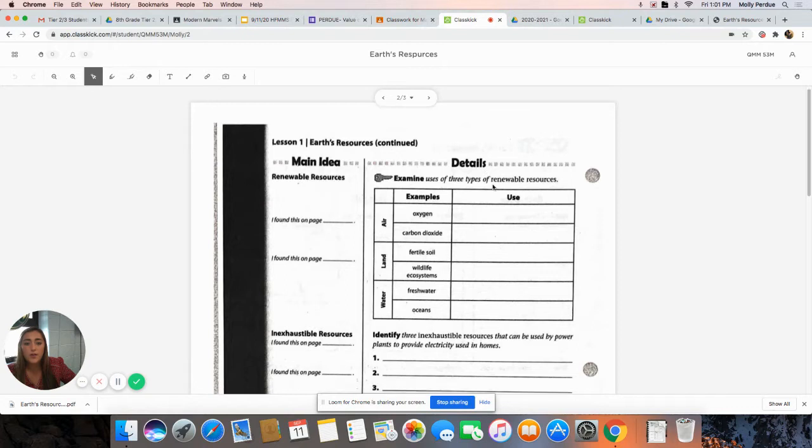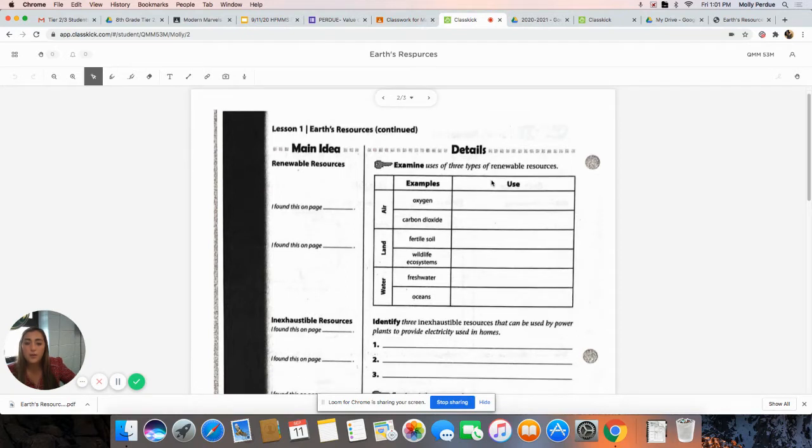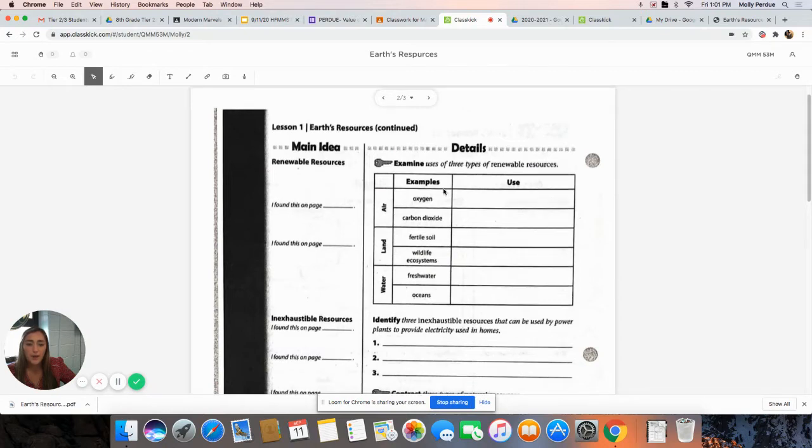Next, I'm going to go to the next page, and I'm going to look over here, and we're going to examine the 3 types of renewable resources. So our 3 types are air, land, and water, and more specifically, we're looking at oxygen, carbon dioxide, fertile soil, wildlife ecosystems, fresh water, and oceans. And we're going to give uses for each of those. All of these are located in the reading.